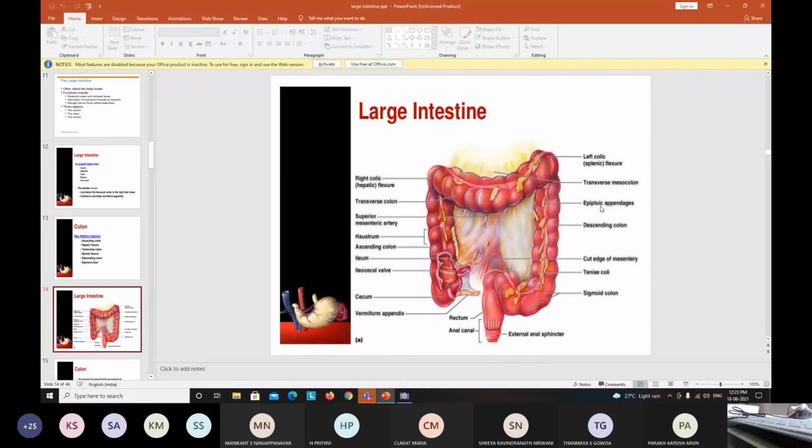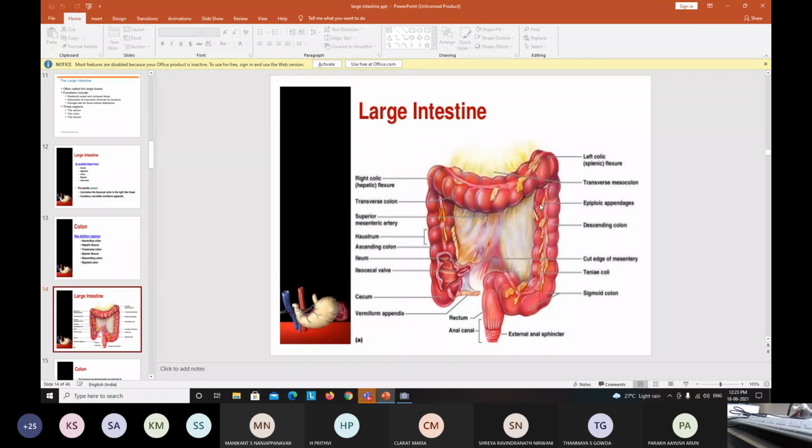Appendices epiploicae. Whatever this center is, you can make out here at the center, there will be a longitudinal muscle coat, called Taenia coli. I will show it in a specimen next. So this is Taenia coli.